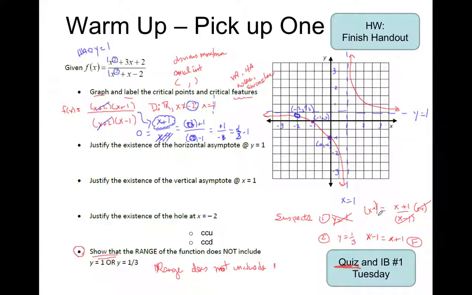So this time I say to the function, where can I go over here? Will you ever equal 1/3? Same thing, I'm going to multiply both sides by x minus 1 and get (x minus 1) over 3 is equal to x plus 1. Multiply both sides by 3 and I get x minus 1 equals 3x plus 3.